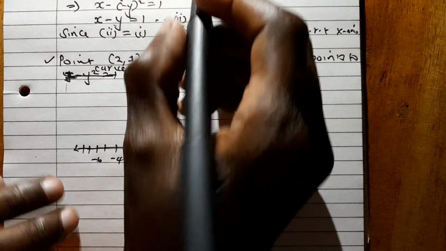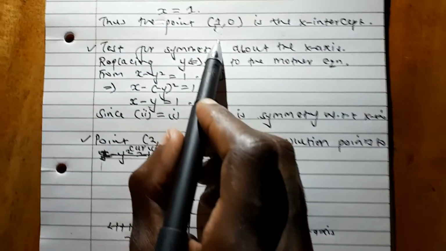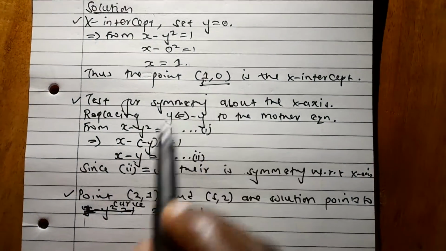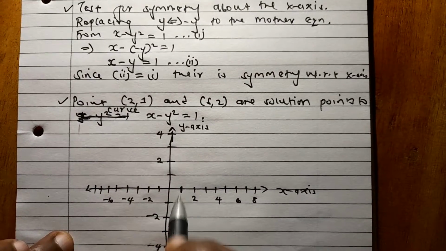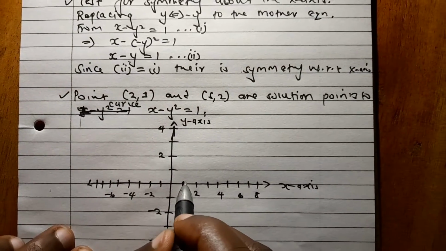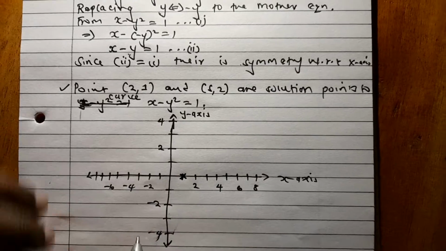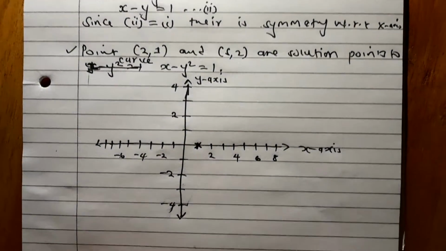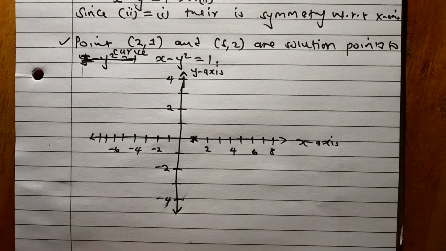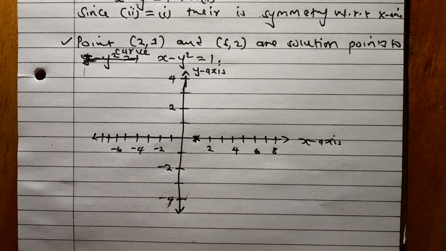So for the x-intercept, it is 1, 0. So 1 here, 0. So this is my x-intercept. That is 1, 0. For the x-intercept, it is 1, 0.